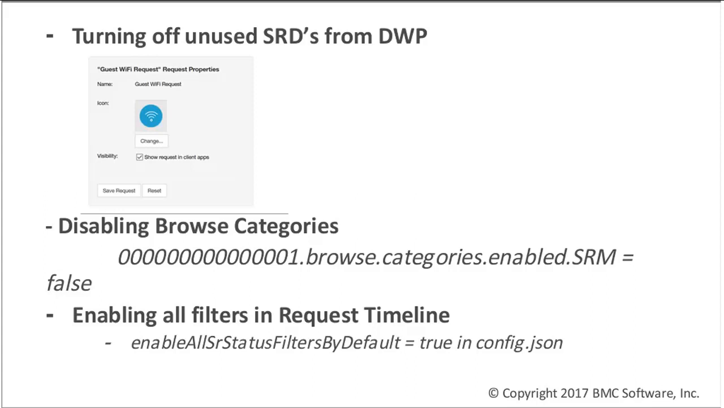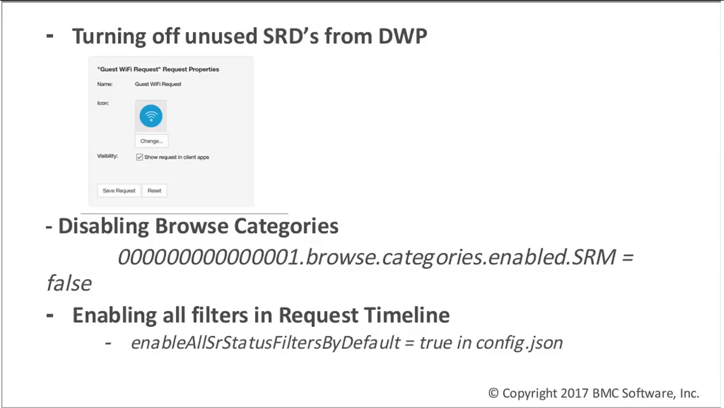The next one is about disabling the browse categories option in Digital Workplace. Out of the box, in the main section of Digital Workplace, we have the search, and on the left-hand side of the search, we have a category section where you can browse through each category to find the services or the SRDs that you're looking for.